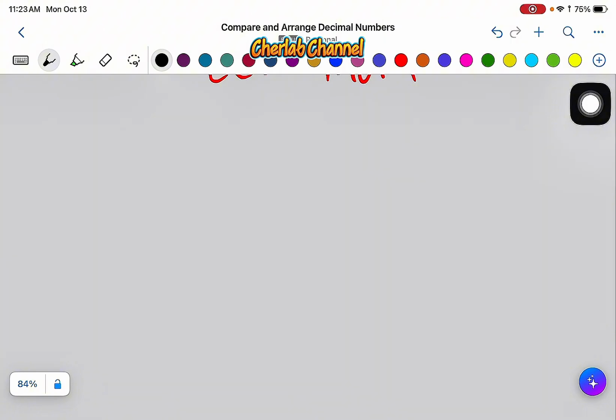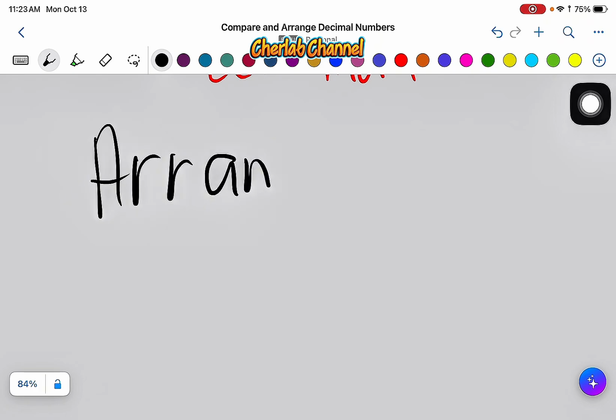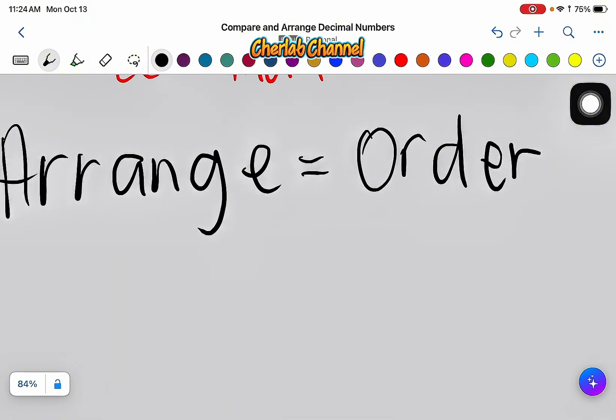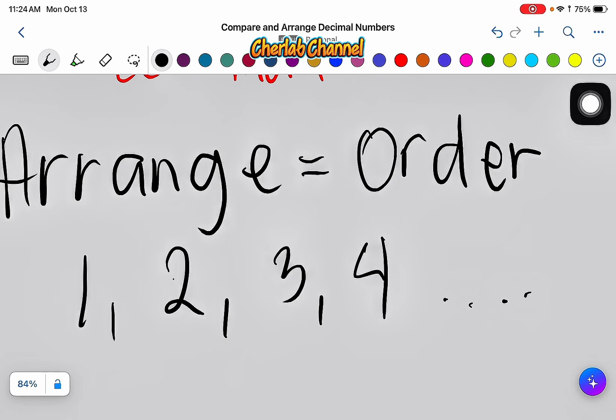Hihimayin mo yung mga numbers one by one, starting from the first number sa kaliwa, papuntang kanan. Okay? And if you know how to compare, that means you also know how to arrange numbers. And when we say arrange, it has the same meaning as order. Meaning pagkakasunod-sunod. Which comes first, second, third, fourth, and so on and so forth.